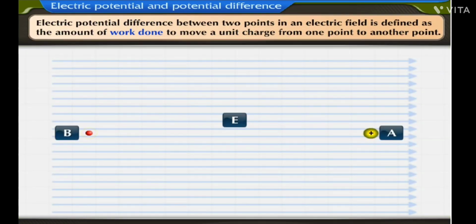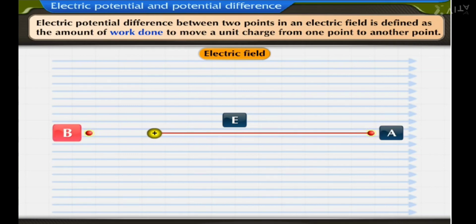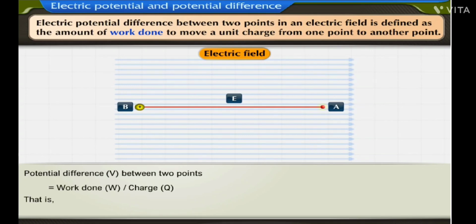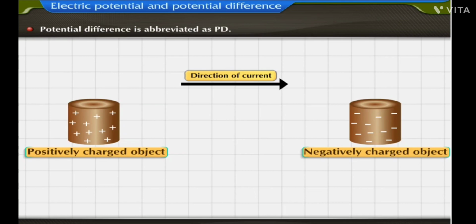Electric potential difference between 2 points in an electric field is defined as the amount of work done to move a unit charge from one point to another point. Hence, potential difference V between 2 points is equal to work done W upon charge Q. That is, V is equal to W divided by Q. Potential difference is abbreviated as PD. The SI unit of potential difference is volts, denoted as V. It is named after an Italian professor, Alessandro Volta.